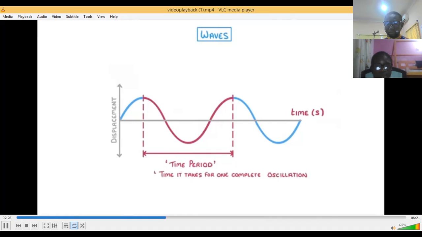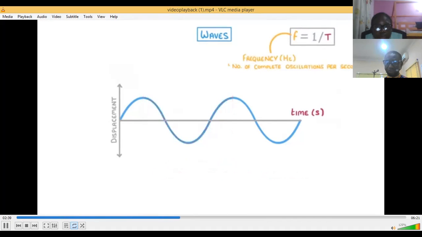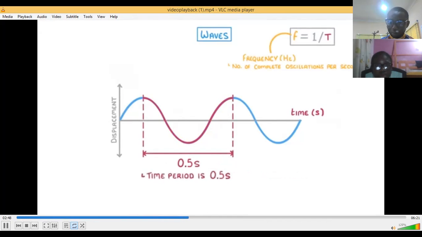The benefit of knowing the time period is that we can then use this equation here to work out frequency, which is measured in hertz, and is the number of complete oscillations per second. To see how it works, imagine that each oscillation takes 0.5 seconds. Or in other words, the time period is 0.5 seconds. This means that there must be a total of 2 oscillations per second. So the frequency is 2, which is what we'd get if we did 1 divided by the time period of 0.5.